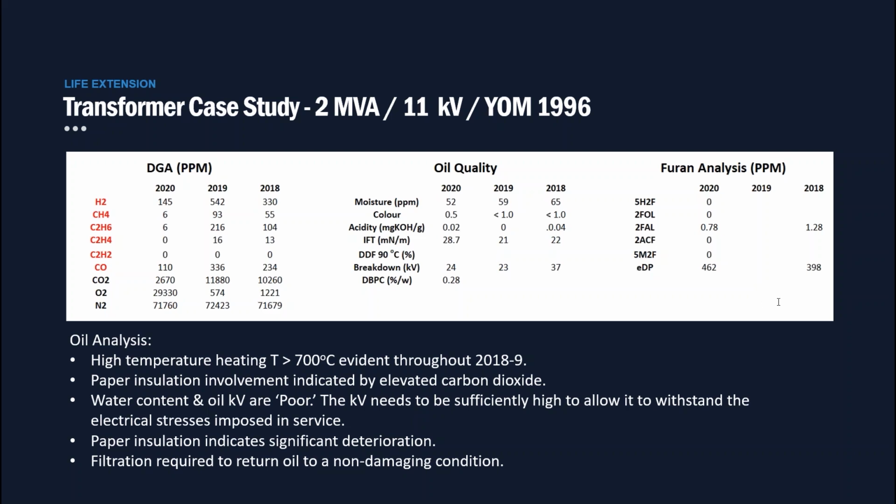The Furan test results on the right indicate significant deterioration, and the DP is less than 500. So the asset manager needs to do filtration to reduce the moisture content. This will help prevent further breakdown of the paper by water.